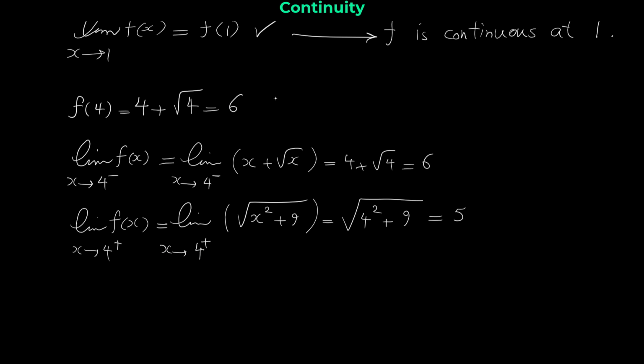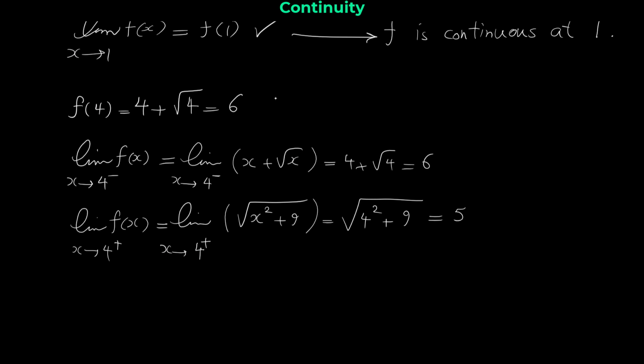Here, the function f is not continuous. Why? Attention, the left limit and right limit are different at point 4. The left limit is 6, the right limit is 5, so the function is not continuous because the condition for continuity is that the limit should exist, but the limit of the function f of x when x approaches 4 does not exist.